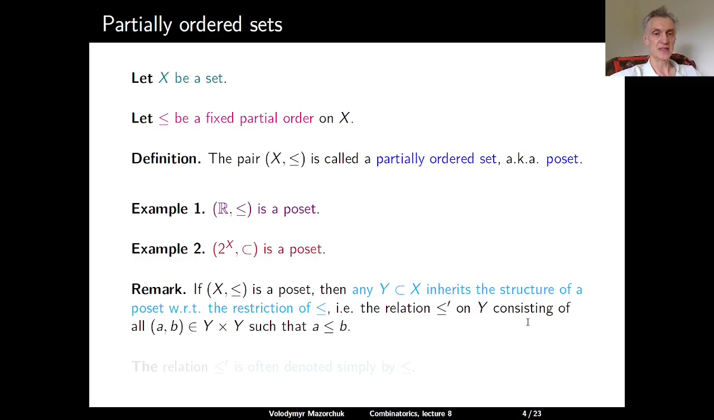Remark: if X is a poset with respect to some partial order less than or equal to, then any subset Y of X inherits the structure of a poset with respect to the restriction of this partial order to Y. So we consider the relation, let's denote it for the moment by less than or equal to prime on Y, which consists of all pairs A, B in Y such that A is less than or equal to B in X. And usually this relation is denoted by the same symbol, less than or equal to.